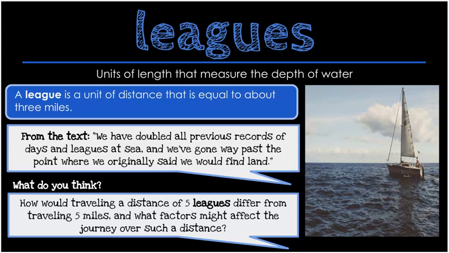From the text, "We have doubled all previous records of days and leagues at sea, and we've gone way past the point where we originally said we would find land." What do you think? How would traveling a distance of 5 leagues differ from traveling 5 miles? And what factors might affect the journey over such a distance? And there in the picture, you can see someone traveling by boat, and they are probably keeping track of how far they've gone by leagues.